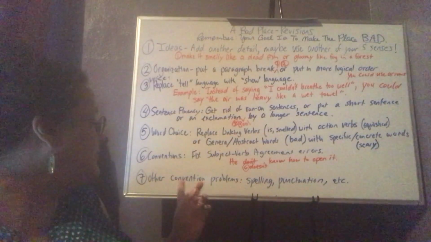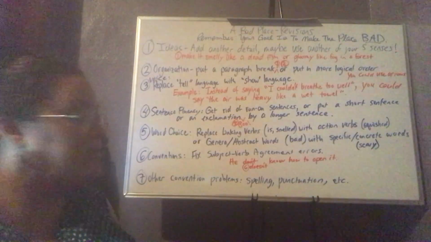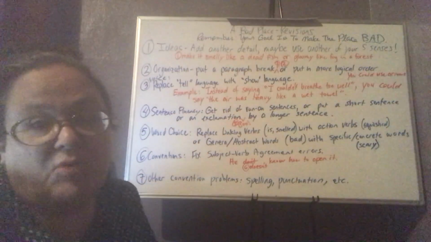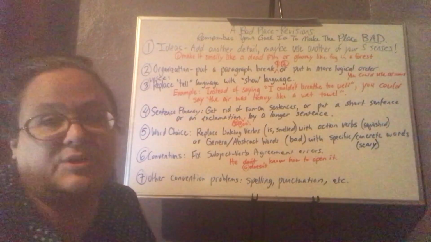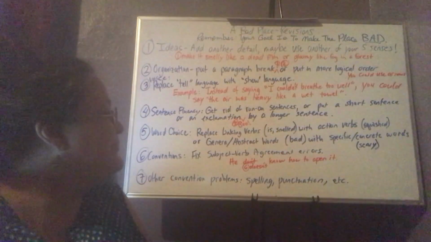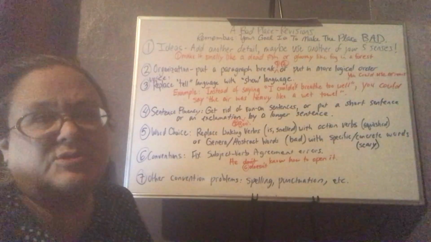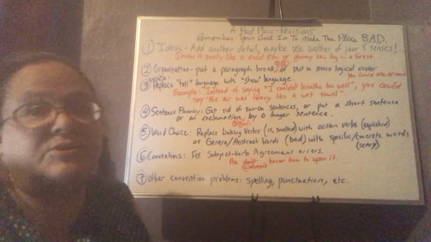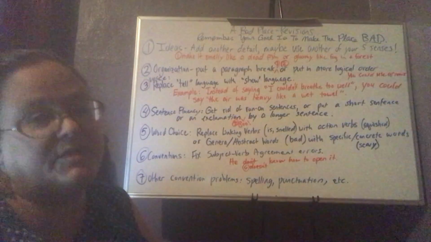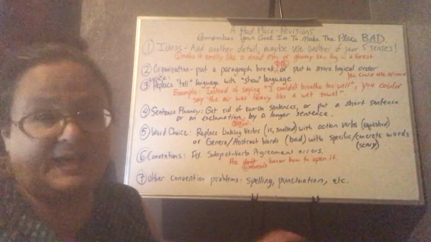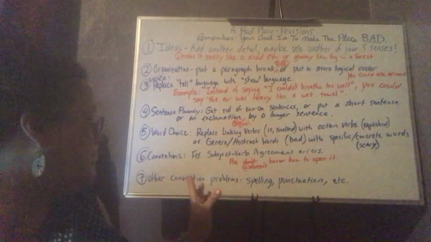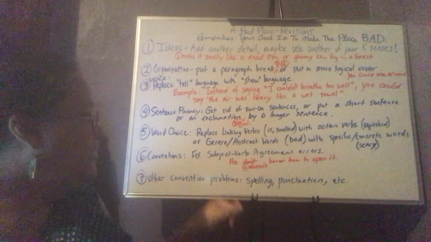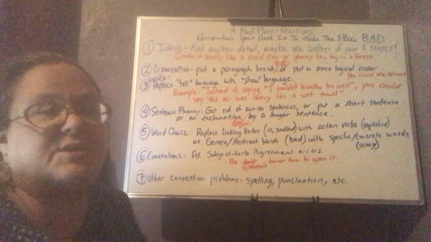And then number 7, other convention problems: spelling, punctuation, other grammar issues that we haven't necessarily talked about yet. Some English usage, like you meant to say at, but you said in, like you said, Carlos is in his locker. Well, Carlos doesn't fit in his locker. You mean Carlos is at his locker. And that would be a convention error. That'd be number 7. You put a little number 7 next to one place.